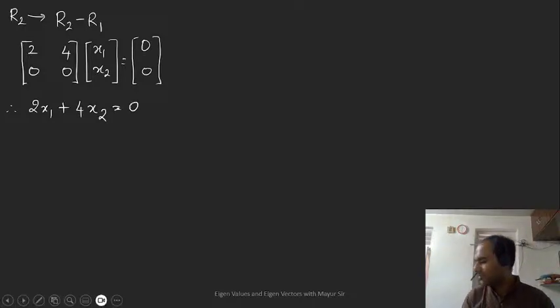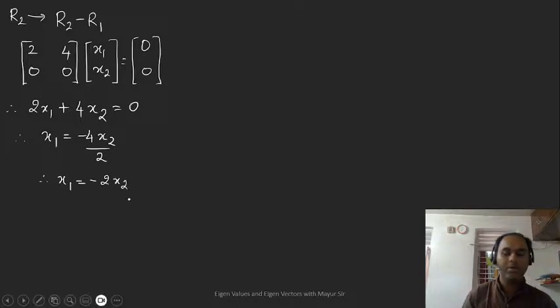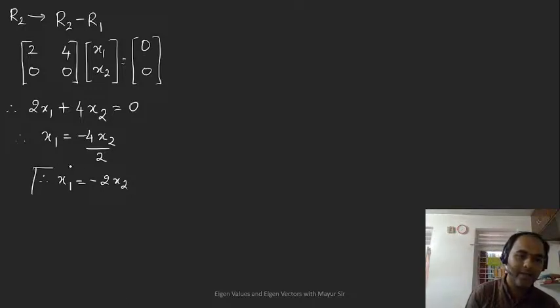You get this equation. When you get this equation, what is the output that we will get? Let us see. The output over here is x1 equals minus 4x2 divided by 2. Therefore x1 is minus 2x2. Right? This is the relation I get over here.